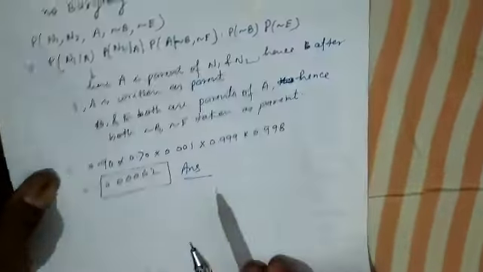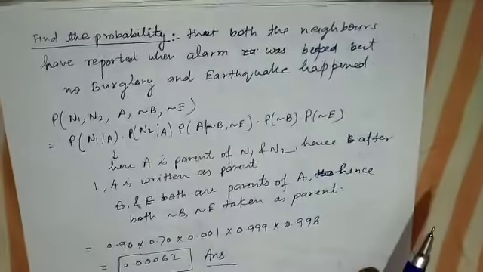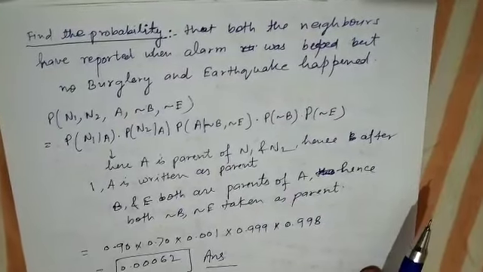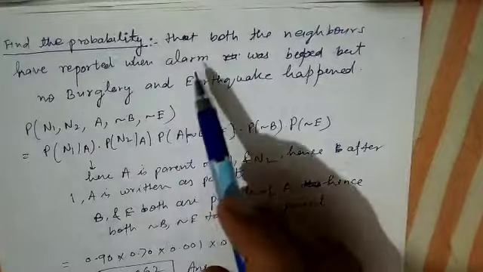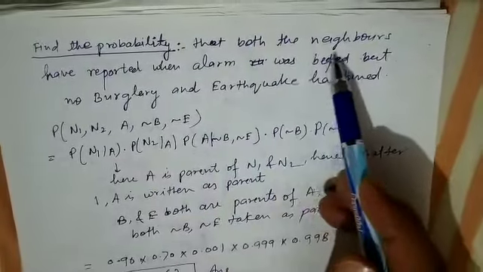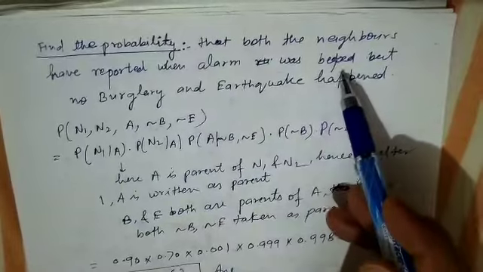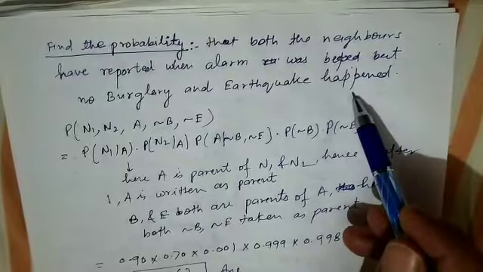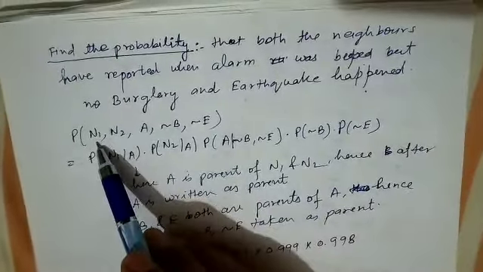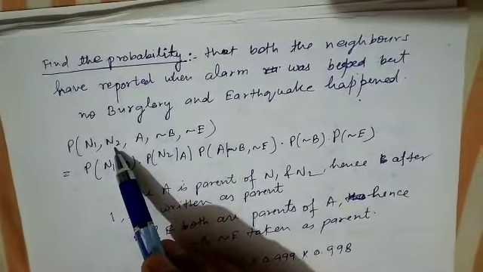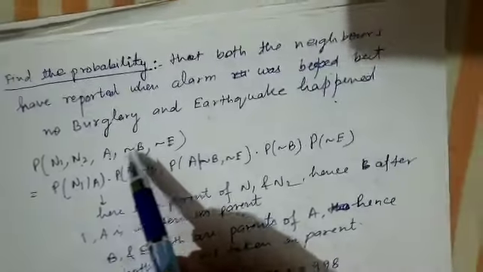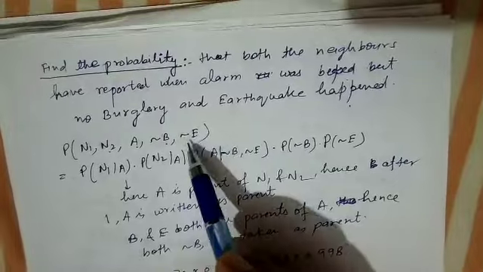We now find out the joint probability: what is the probability that when the alarm blows, the information will be correctly conveyed to that person. So we will find out the joint probability here. Both the neighbors have reported when the alarm was blown, but no burglary and earthquake happened. So both neighbors N1 and N2 have reported, because the alarm has blown, but the condition is there is no burglary and also no earthquake.